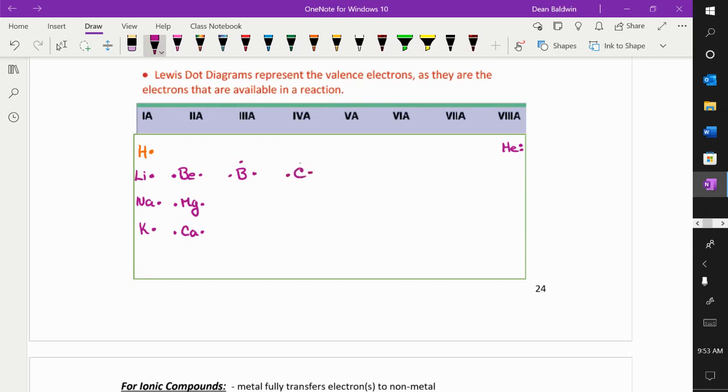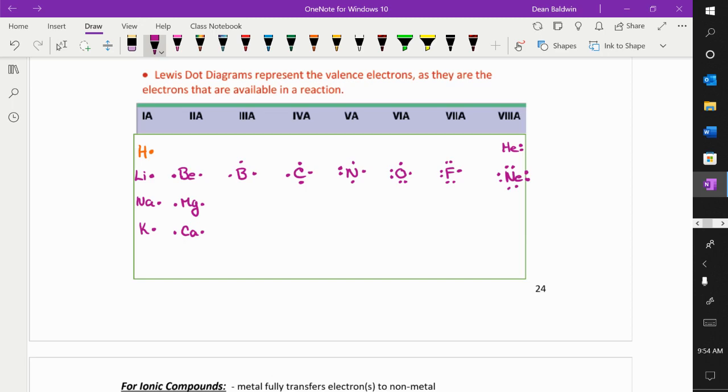Carbon has 4. Nitrogen has 5. So there's 4, and then you start to pair them. So the 5th one gets paired like that. Oxygen has 6. Fluorine has 7. And then finally neon is full. It's got 8. Everything wants 8 that we're going to look at.